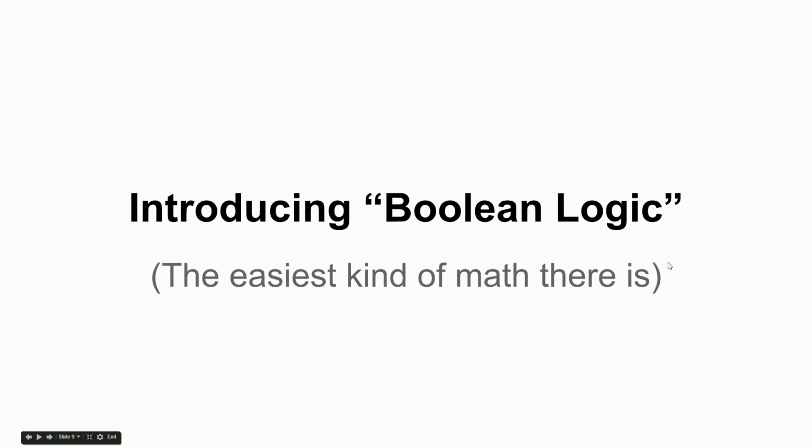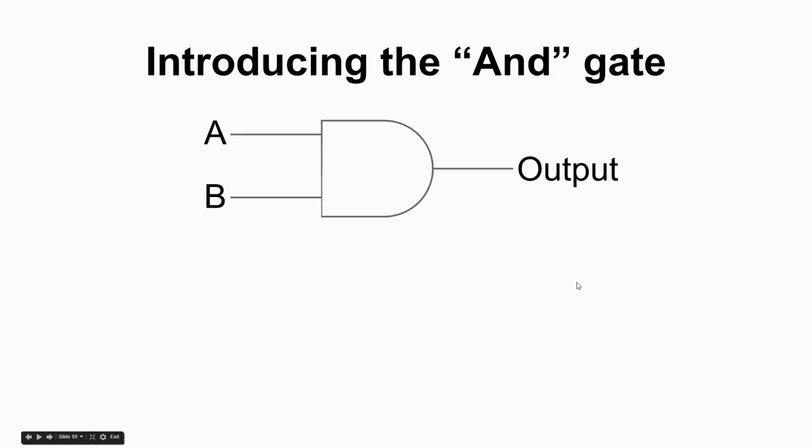So let's see here. We're going to introduce the idea of Boolean logic, which is very, very simple math. I guess it's a branch of math. So let's take a look at what's called the AND gate. This is what the symbol for an AND gate is, this weird shape. And it has two inputs, A and B, and an output. Now this could be electrical. This could be a chip that has three pins. Two would be inputs, one would be output, and you could put 5 volts or 0 volts on the inputs, and then the output would either change to 5 volts or 0 volts depending on its decision.